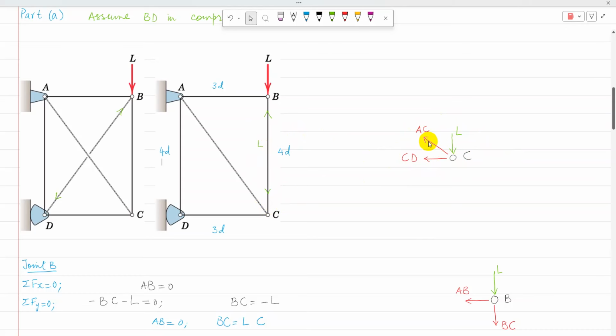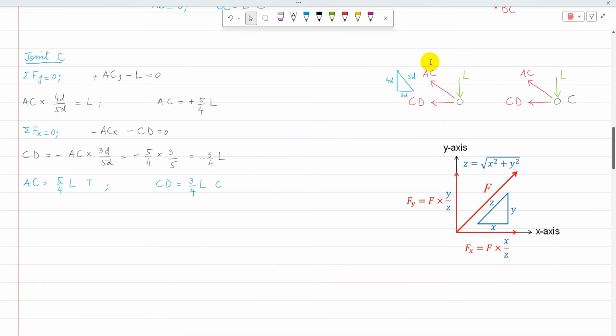So AC is an inclined member. The component of AC can be computed using triangle ACD. In that triangle, the horizontal side is 3D and the vertical side is 4D. So that's the joint with the sides of the triangle and the components of the inclined member AC. ACX is towards the left, in the negative x-axis, and ACY is upwards.